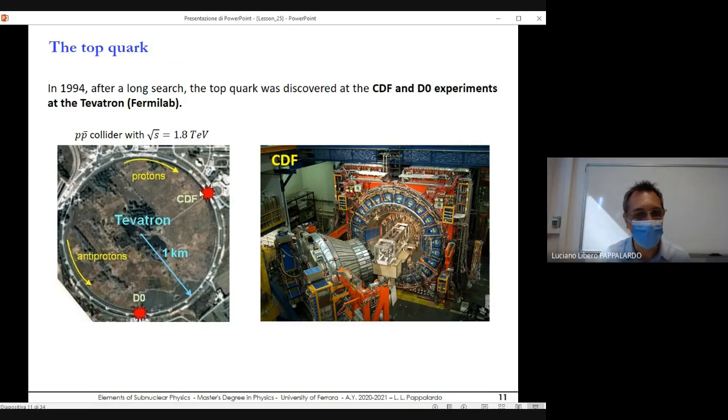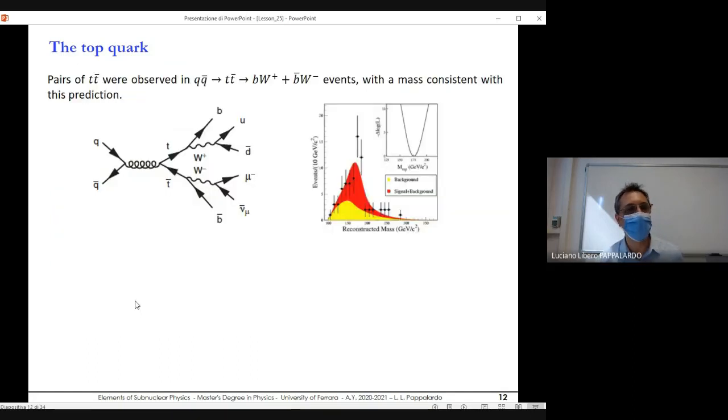Both experiments, actually, both CDF and D0 observed the top quark, but CDF had a higher sensitivity, and was also the first to publish. So in the end, D0 had to confirm the discovery already made by CDF. So how was the top discovered? This is essentially the process.